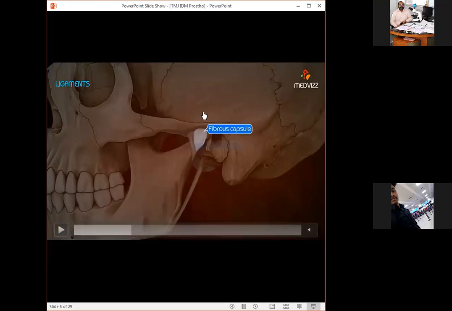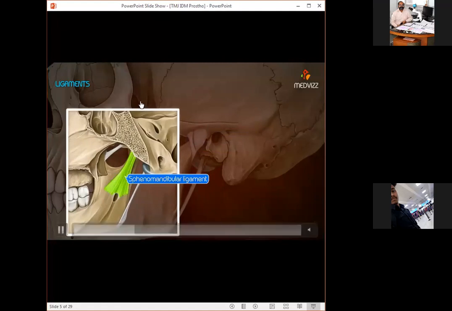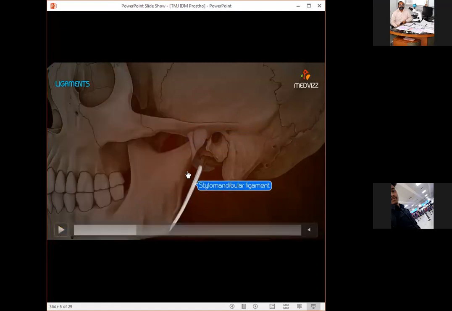And if you see, the condyle is encapsulated by a fibrous capsule, okay, which covers the entire joint and prevents the vibration, and it also prevents overextension or displacement of the condyle. It also has a lateral ligament. It also has the sphenomandibular ligament and a stylomandibular ligament. So all these ligaments are accessory ligaments that help to support the mandible, and they help to support the muscles of mastication during mandibular movements. Okay.